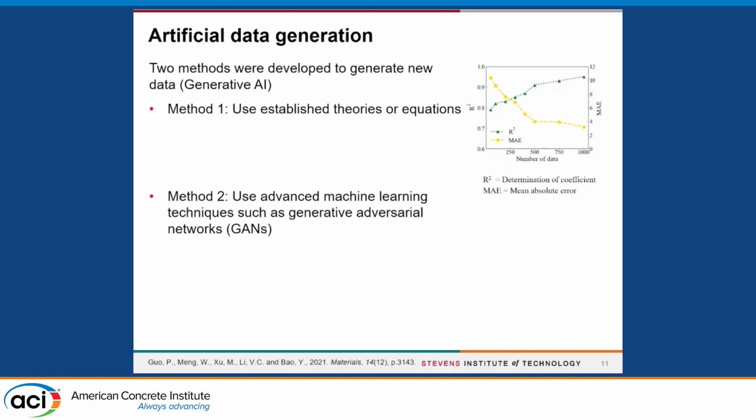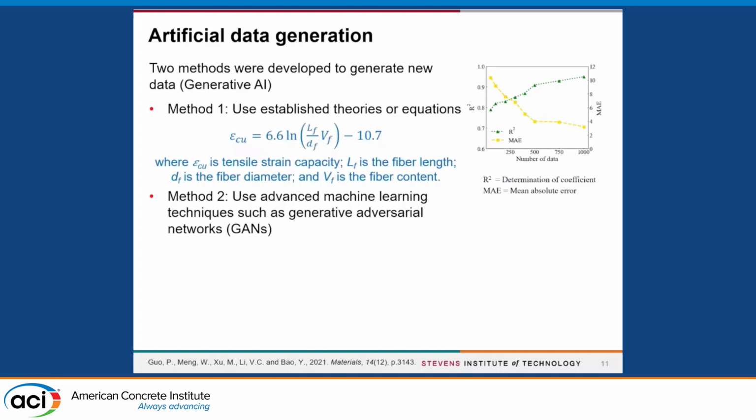The first method is to use the established theories or equations. Here shows an example. This is a very well-established relationship between fiber parameters and the strain. So we can input different values of the fiber parameters, and we will get a series of the tensile strain. So that is one type of new data.